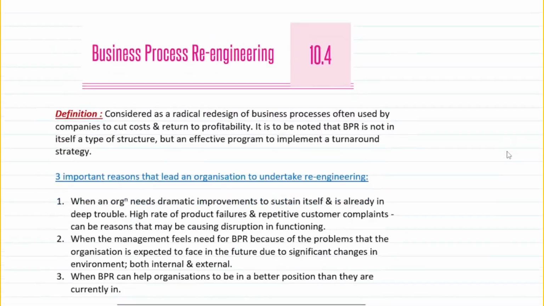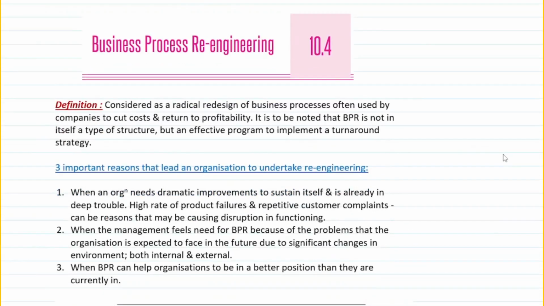Now moving on to the next chapter, we'll be talking about one of the most important chapters of SPM, that is business process re-engineering, right? Now what exactly is business process re-engineering, or what we also call BPR? Let's look at the definition. It is considered a radical redesign of business processes, often used by companies for cutting cost and to return to profitability, right? So basically it is a radical redesign of a business structure for companies to cut the cost and attain their profitability back.